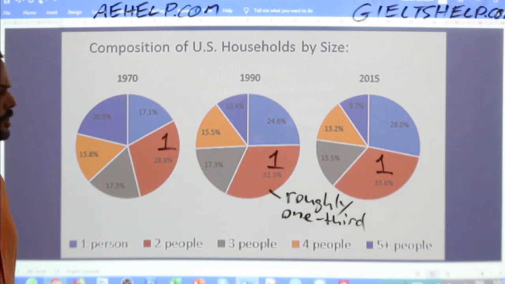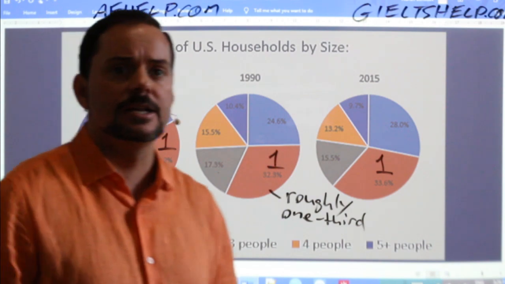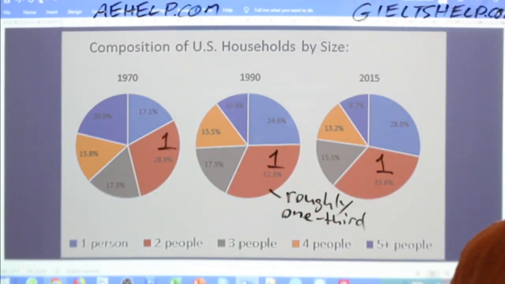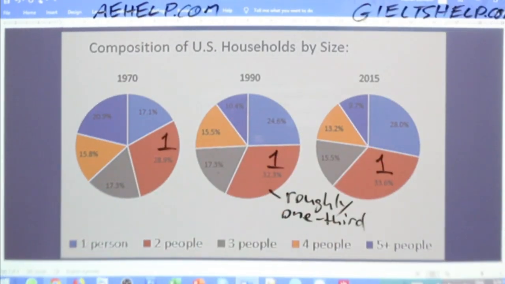What's my point number 2? So point number 1 is 2-person households. That's the most obvious feature that I discussed.